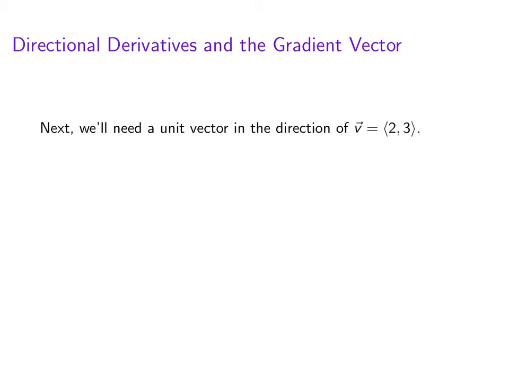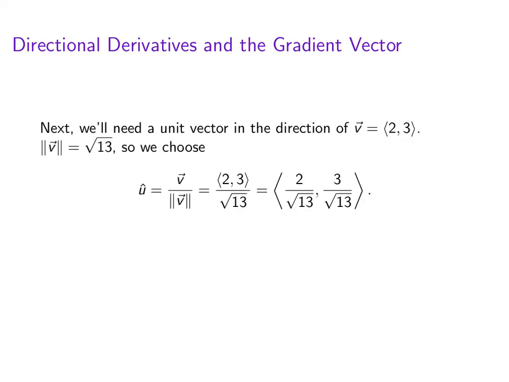The next thing we need is a unit vector in the direction of v. So the vector v is 2, 3. If we compute the length of v, we'll get square root of 13. So the unit vector that we want is to take 2, 3 and divide by square root of 13. So we end up with the unit vector 2 over root 13, 3 over root 13.